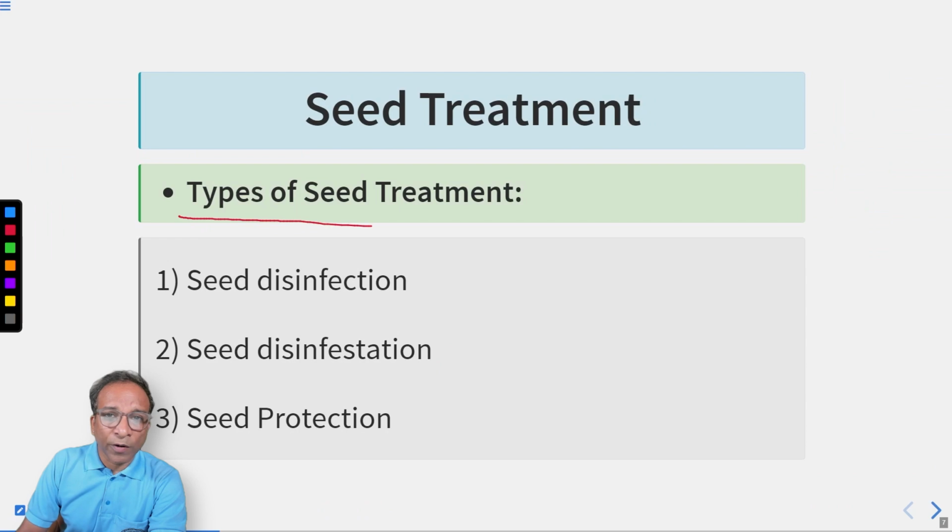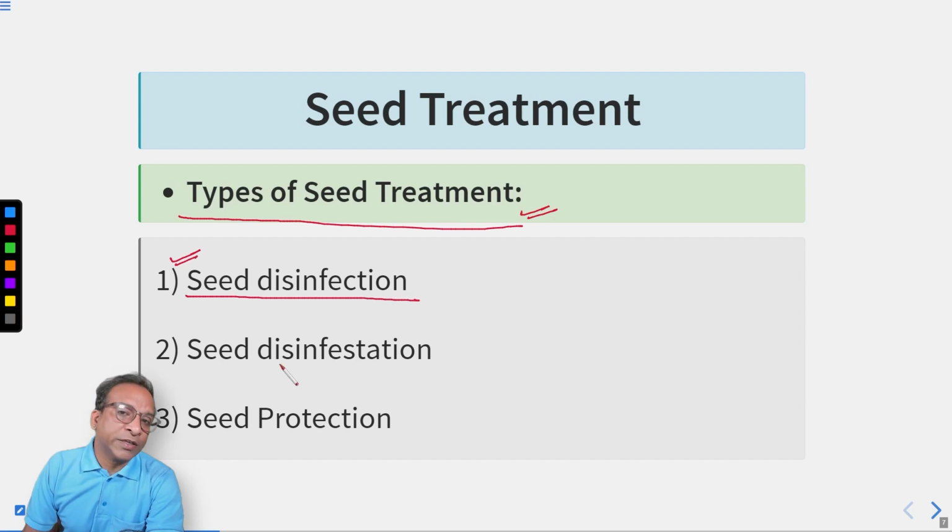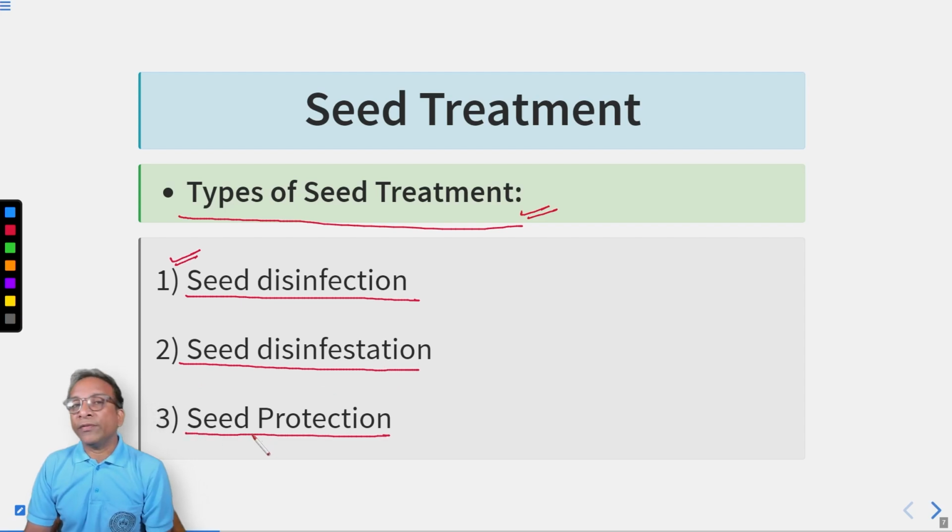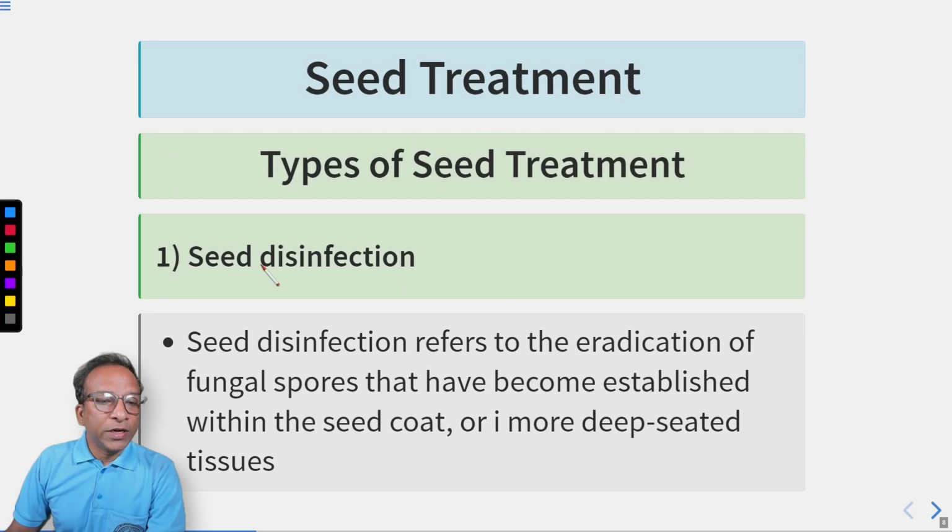Now, types of seed treatment. There are different types of seed treatment. The first one is seed disinfection. The second, seed disinfestation. And the third one is seed protection. One by one, we will see what these three different types of seed treatment are. So the first one, seed disinfection.